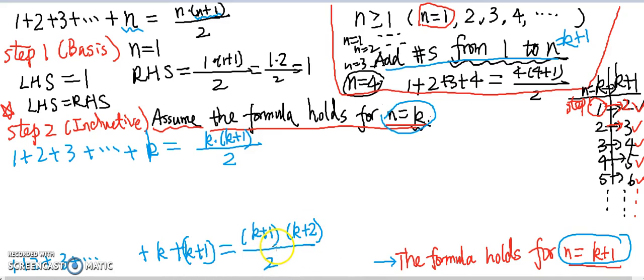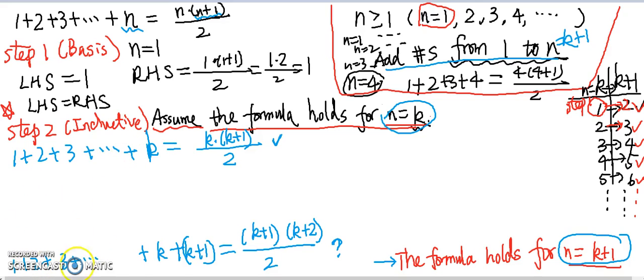And how do we prove this formula? This is the hypothesis right here. We start with this hypothesis, and we want to prove this one. We know this is true, and we don't know if this is true. But we can make connections between what we know and what we don't know.